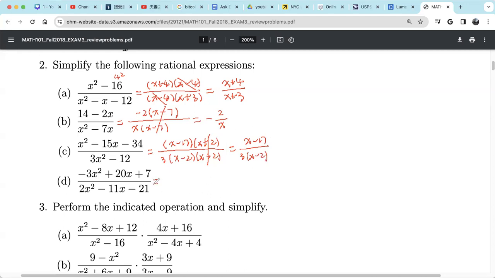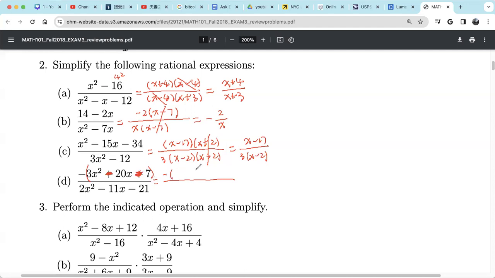Well, let's see this one. The numerator will have -3x squared plus 20x plus 7. Usually you want to factor out -1 to have the leading term be positive. Then this becomes a negative, then this becomes a negative. So let's do that.